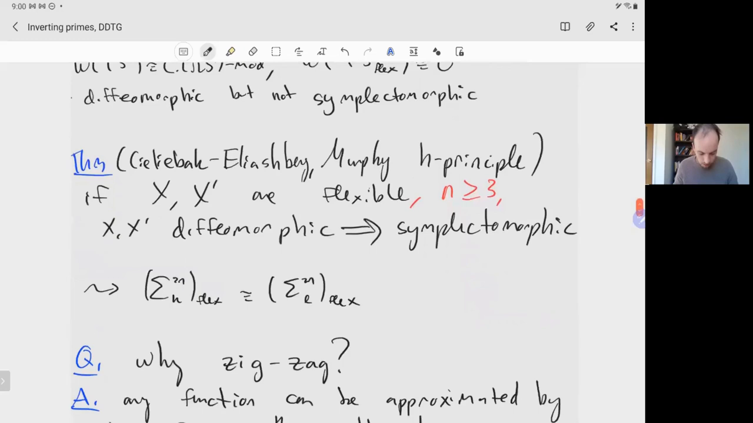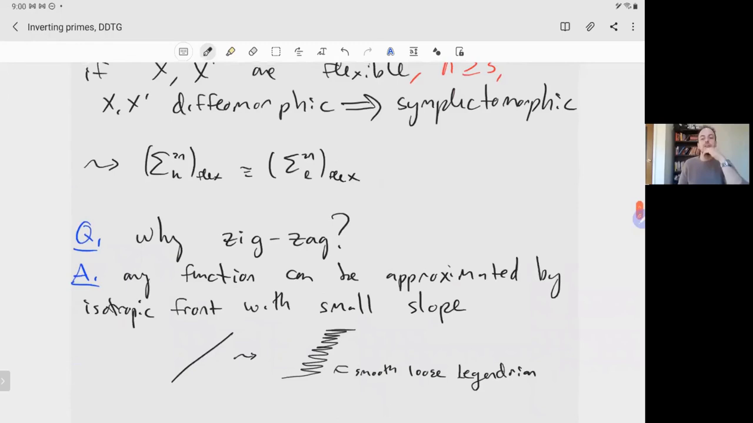And you might be wondering, why a zigzag? The thing that distinguishes symplectic and smooth topology is that you might have two isotropics which are smoothly isotopic, but they are not isotopic through isotropics. And so what you want to do to prove that two things are symplectomorphic is to approximate a smooth isotopy by a kind of Legendrian isotopy through isotropics.